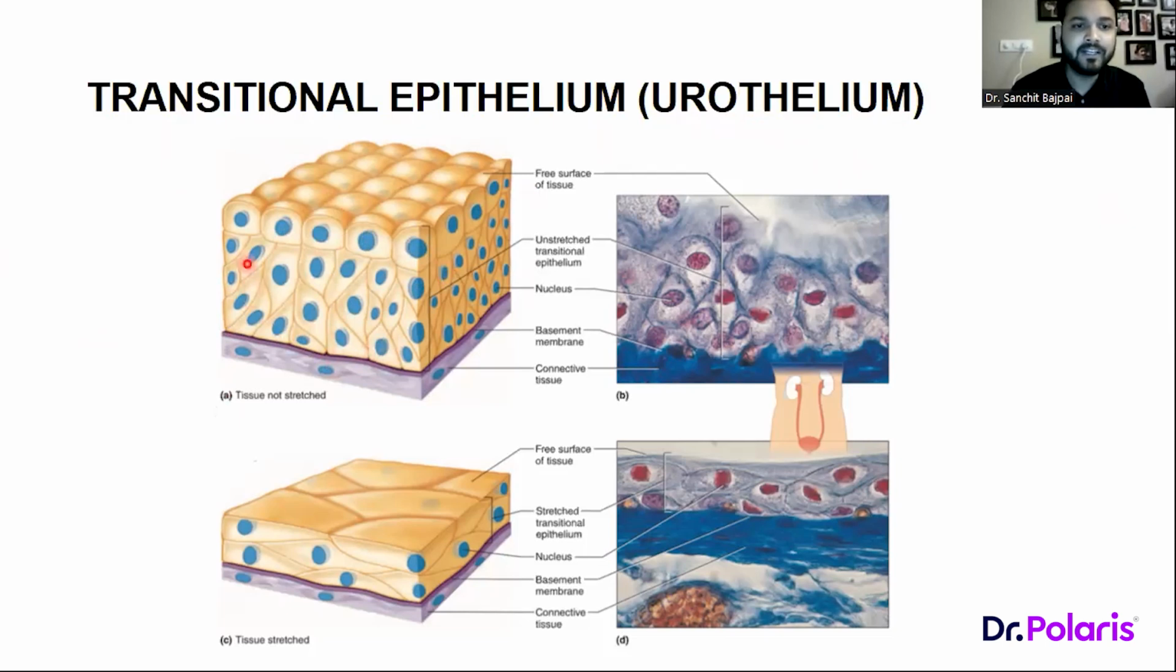Second, if you see here carefully, the shape of the cells is very weird. It is not like stratified, which has similar kind of cells. It is not simple. These cells are of different shapes. So you can see the lowermost cells seem to be a little columnar. Above that, these cells become a little polygonal. And on top, these cells become umbrella-like. This is a characteristic of urothelium. It is lined by umbrella-shaped cells on its free surface.